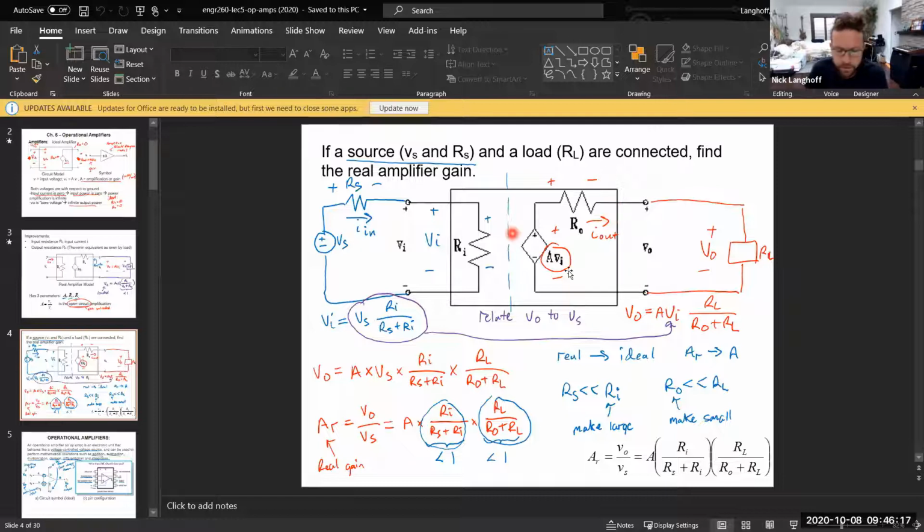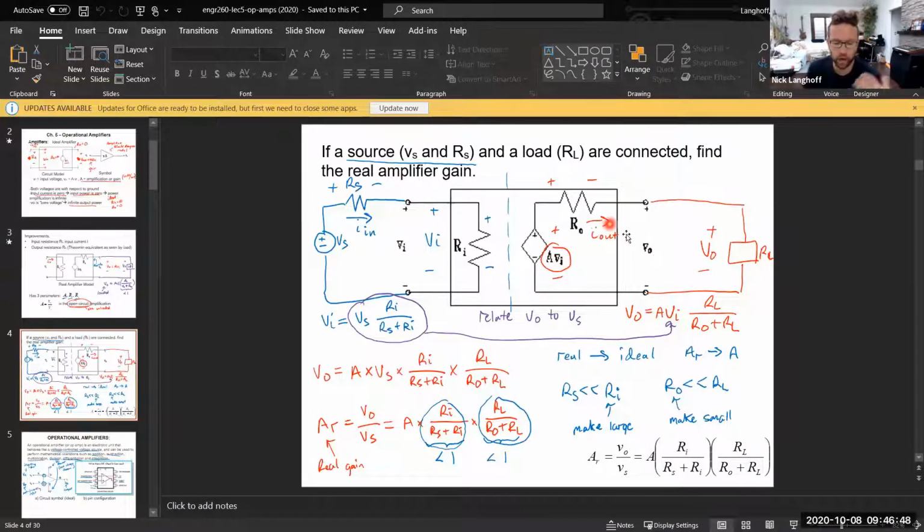Similarly, the output of the amplifier has non-zero output impedance, which means that if there's no load connected, the unloaded output voltage will be whatever the gain of the amplifier is times the input voltage. But if you load it, then the output gets loaded down by a voltage divider action. And so we talked about that fact.